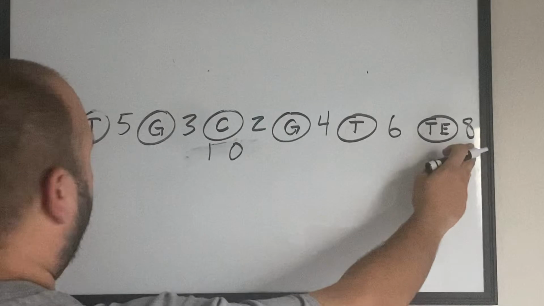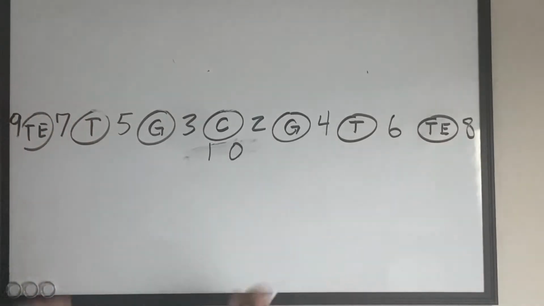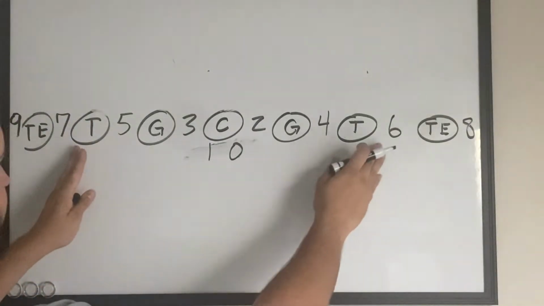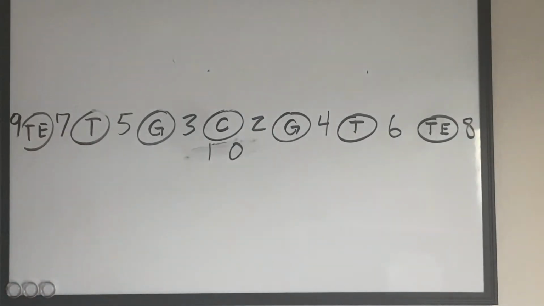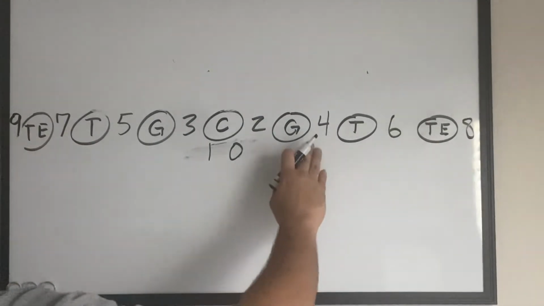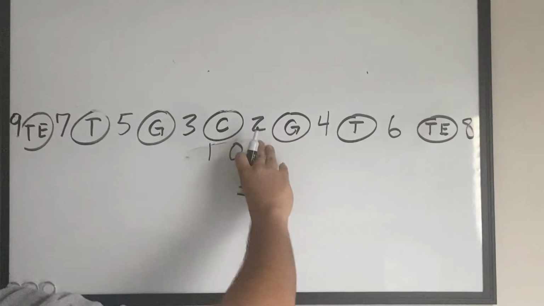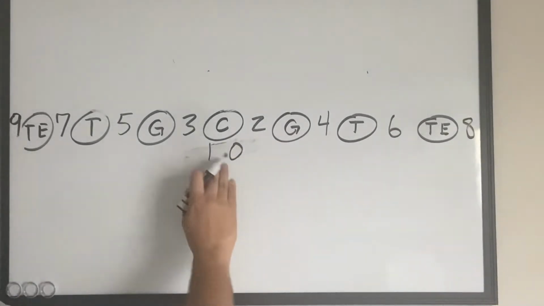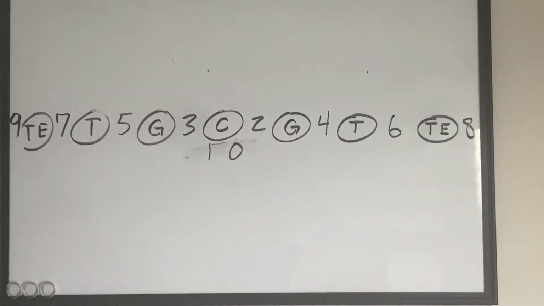So this would be like your wide zone, stretch outside the tackles, 6 and 7. 4 is a lot of times your counter. 2 we identify for our power, and then this would be our inside zone run with 1 and 0.